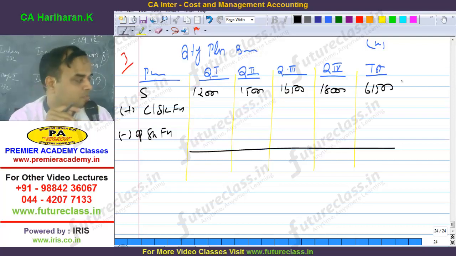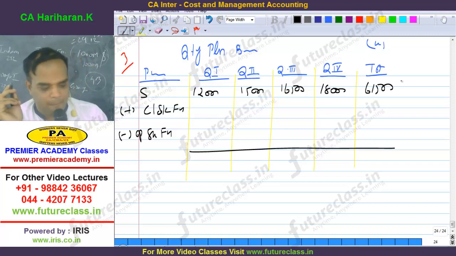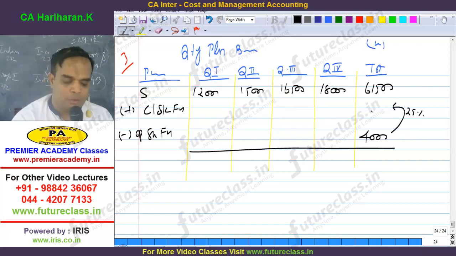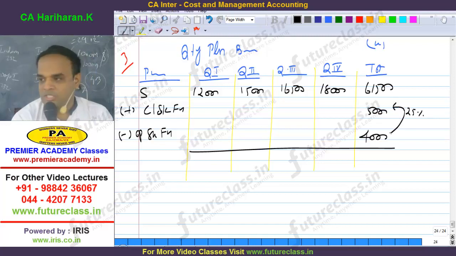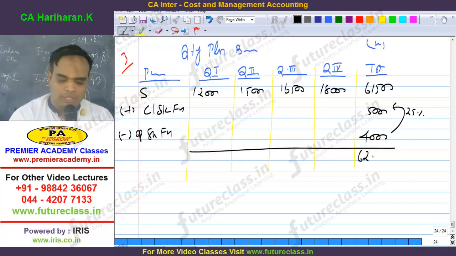Take your calculator. Calculate the total. Very good. 61,500. Opening stock given in this question is 4,000. When compared to opening stock, closing stock is how much above? Therefore, closing stock comes to 5,000. Understood? Therefore, total production comes to 62,500.